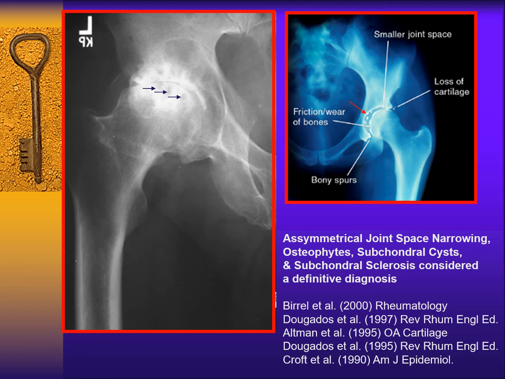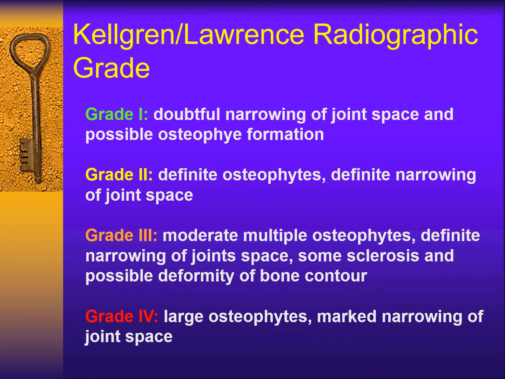So once again, the four findings: asymmetric joint space narrowing, osteophyte formation, subchondral cysts, and subchondral sclerosis, all key findings in diagnosing osteoarthritis. The Kellgren and Lawrence radiographic grading scale is typically used by radiologists and researchers to classify individuals according to the amount of radiographic change that they have.